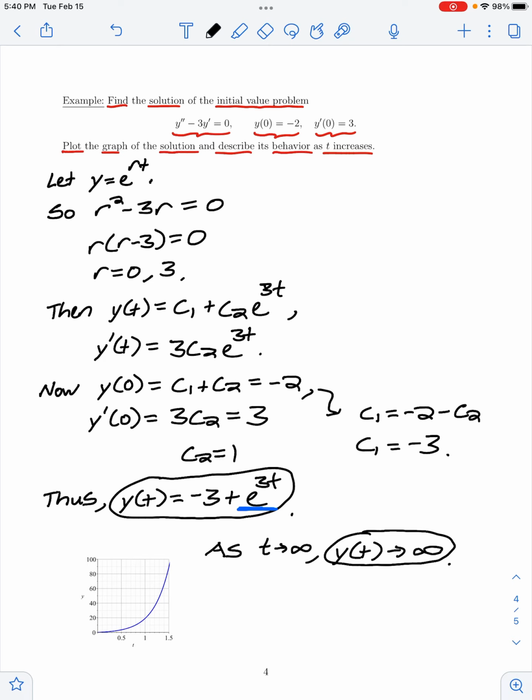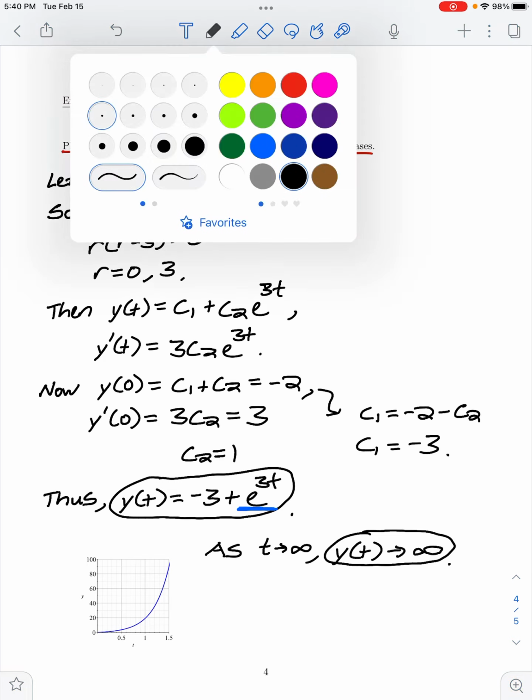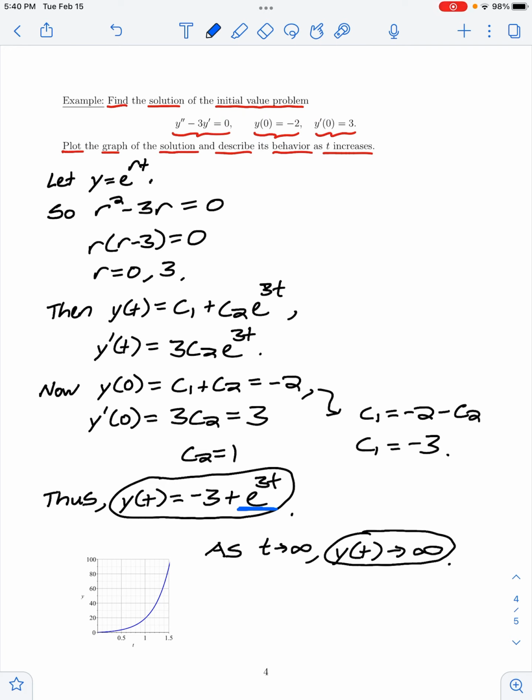And we can verify our result by sketching the graph of our solution. If we plot this solution, our initial value at time 0 is negative 2. And then as t increases, we have exponential growth by that factor e to the 3t. So the larger that t becomes, the larger our solution becomes in the positive direction.